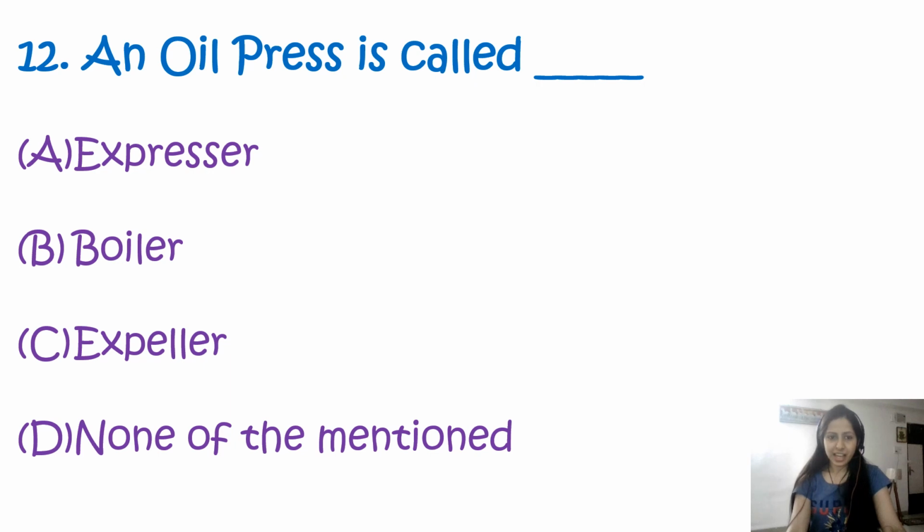Question number 12. An oil press is called, so options are expressor, boiler, expeller, or none of the mentioned? So the correct option is C, that is it is known as expeller. An expeller is a machine that is used to extract oils from seeds or nuts by pressing under high pressure, and it works by squeezing the oil from the raw material without the use of any chemicals or solvents. So the correct option is C, that is expeller. Okay, sorry, the correct option is my C, not A. A is not my correct option.